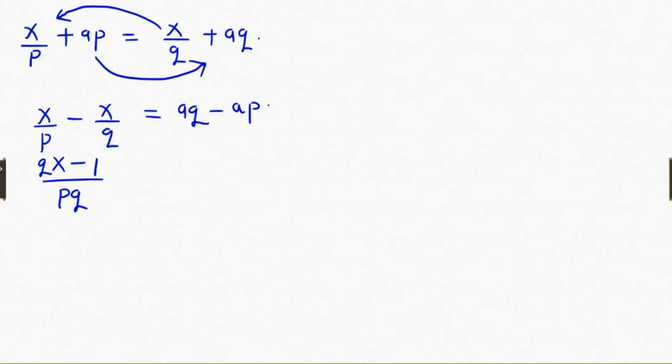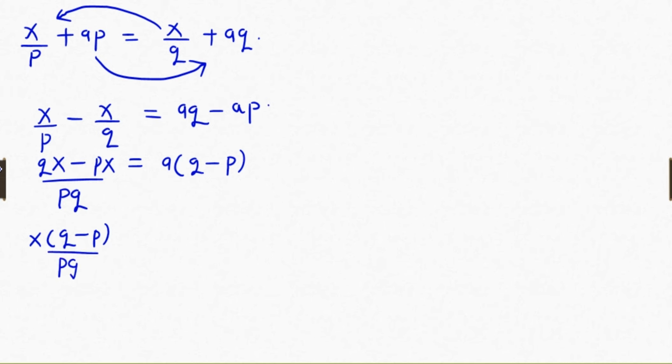Everything is equal to... Now on the right hand side, we have a as the common factor, so we pull it out to remain with q minus p. We can realize that on the left hand side, we have qx minus px, where x is the common factor as well. So we factor it out to remain with (q minus p) divided by pq. Everything is equal to a into (q minus p). So we divide both sides by q minus p. So we shall be left with x is equal to apq.